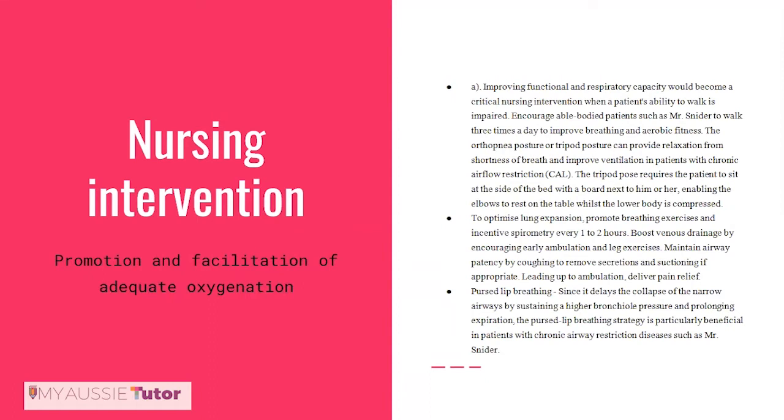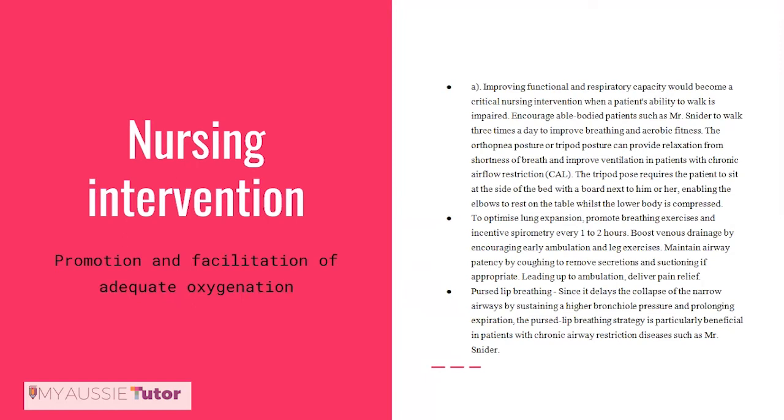Then the next intervention that can help in promotion and facilitation of adequate oxygenation is pursed lip breathing. Since it delays the collapse of the narrow airways by sustaining a higher bronchial pressure and prolonging the expiration, the pursed lip breathing strategy is particularly beneficial in patients with chronic airway restriction diseases such as Mr. Snyder.